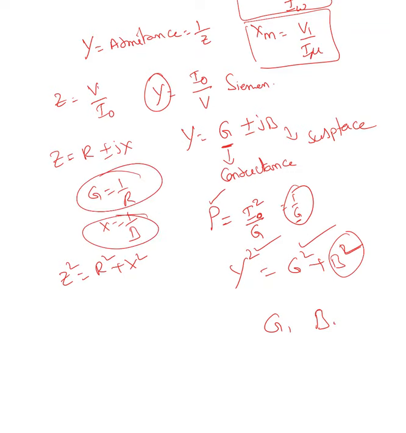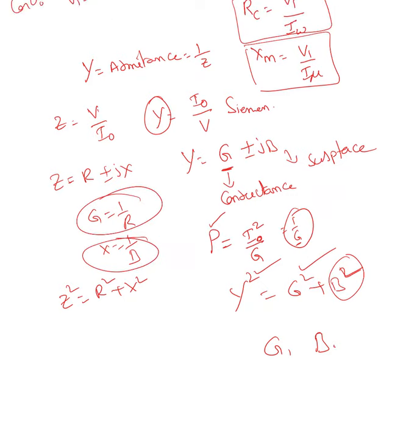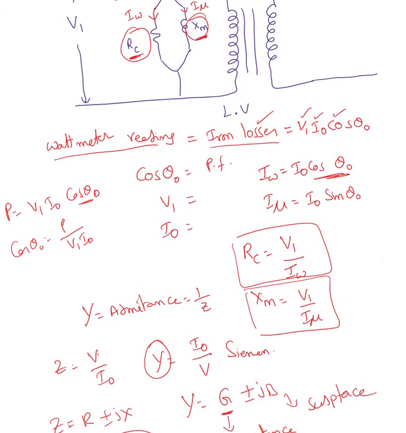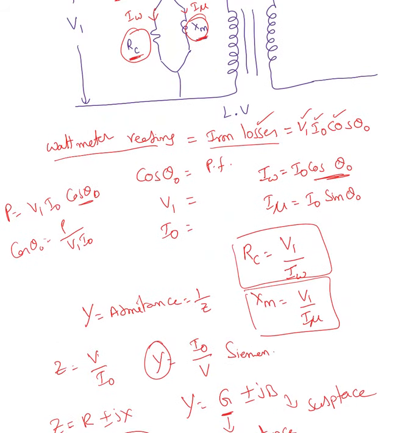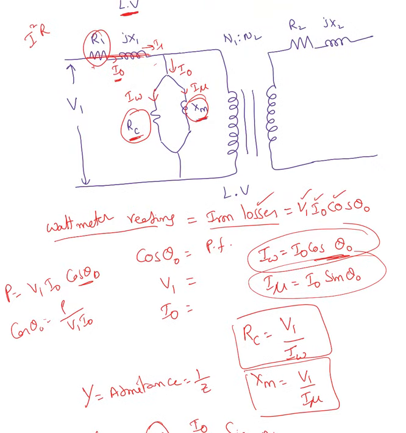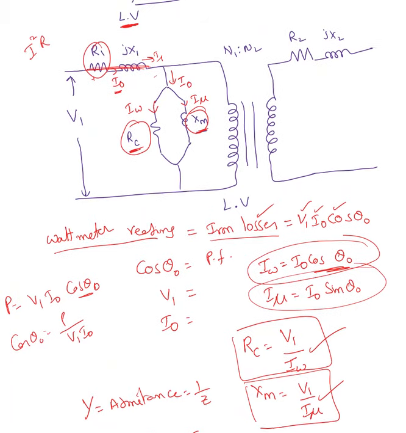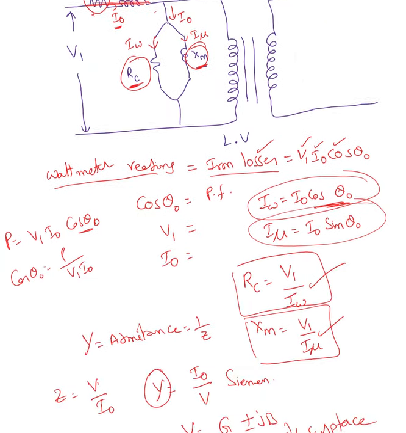Once I know G and B, I can find R and X by using this. It looks like we're doing it in a weird way, but since it's in parallel, instead of impedance, we are doing it the admittance way. Or simply, if you remember, IW equal to I naught cos theta naught and I mu equal to I naught sin theta naught. Now I can find RC and XM, which is V1 over IW and V1 over I mu. This is the OC test. So by using the OC test, we can find out RC and XM.